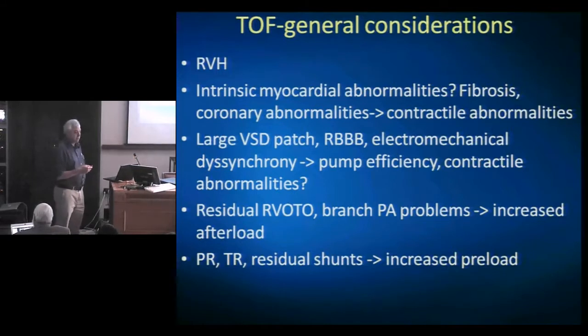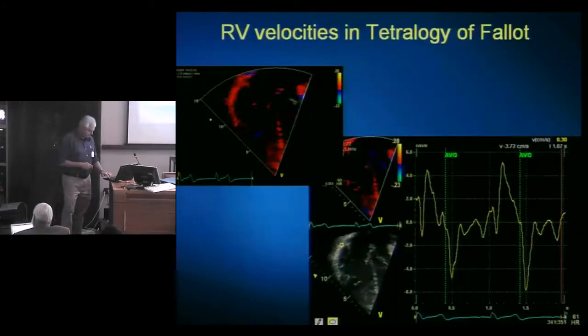In addition, if you do have residual outflow tract obstruction or small branch pulmonary arteries that haven't grown as well, you also have increased afterload. And we've heard about pulmonary regurgitation, tricuspid regurgitation, residual shunts in the form of ASD and VSD, all of these increase preload and contribute to problems.